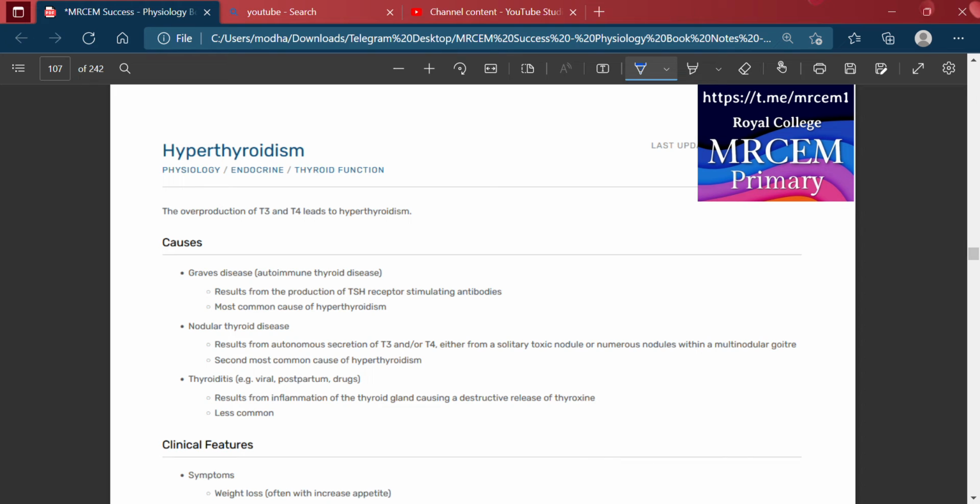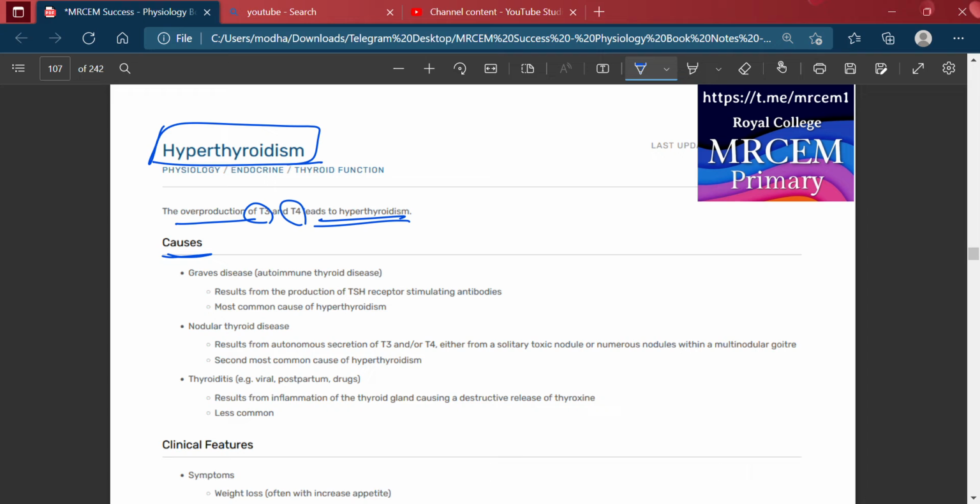So here we will see hyperthyroidism now. Overproduction of T3 and T4 leads to hyperthyroidism. What are the causes of hyperthyroidism in which T3 and T4 are increased?